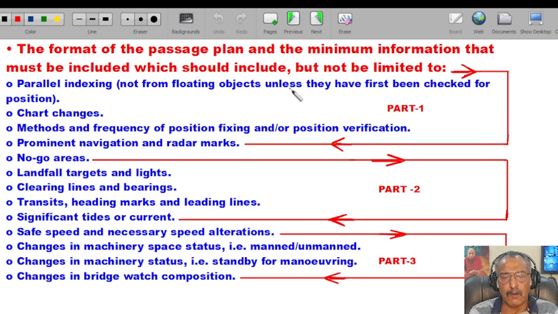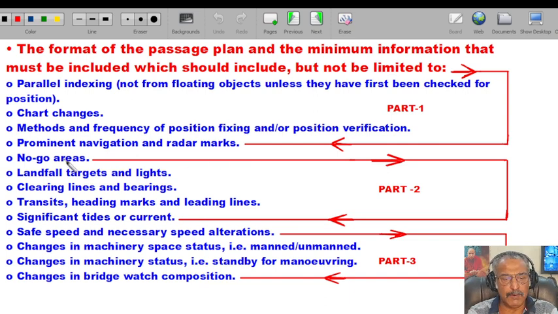not from the floating objects unless they have been checked for position. The details will come when I get to part 1, the detailed narration. Point number 2 in part 1 is chart changes. Point number 3, method and frequency of position fixing and or position verification. This is a very important aspect which I have detailed in a very narrative and comprehensive manner for people to understand. And last but not the least, under part 1 is prominent navigation and radar marks. We'll talk about it as we go along. Right now, this is a preamble.